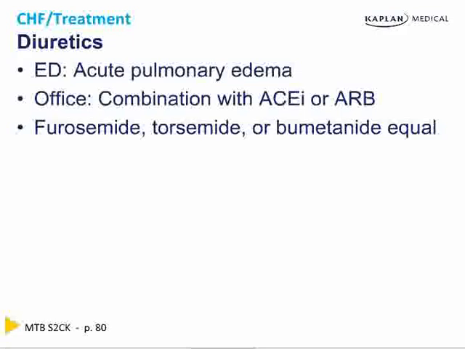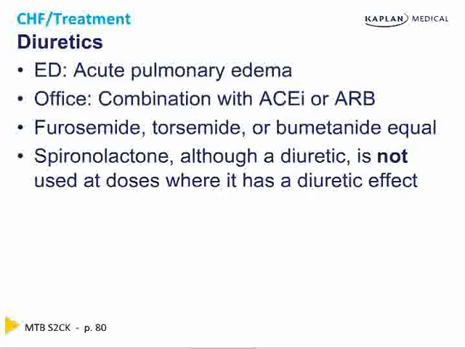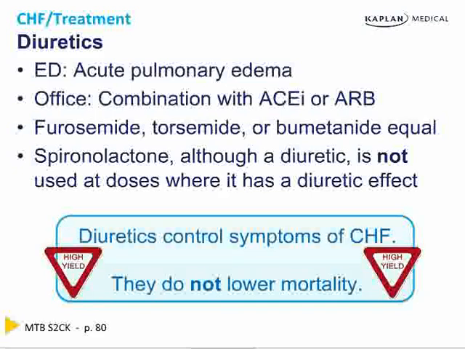Furosemide, torsemide, bumetanide are all equal. They're all loop diuretics that make you lose a lot of volume. Spironolactone, although it's a diuretic, is not used in a diuretic dose. Diuretics are for symptom control. Furosemide, torsemide, bumetanide are for symptom control. They don't lower mortality.